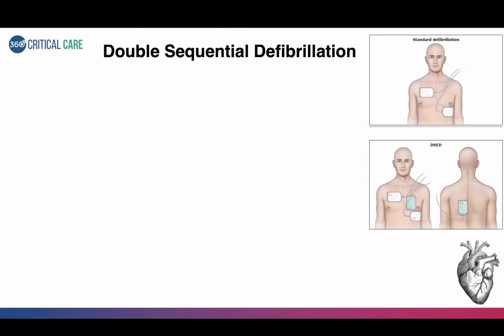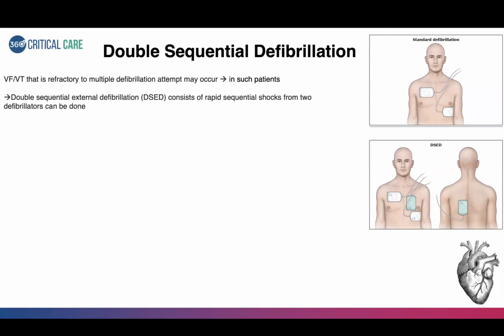So the important thing in relation to defibrillation is to know about this concept of double sequential defibrillation, because it is a high potential question that can be asked, and it was asked as one of the topics in the last exam. So in patients with VF or VT that is refractory to multiple defibrillation attempts, double sequential external defibrillation, which consists of rapid sequential shocks from two defibrillators, can be done.